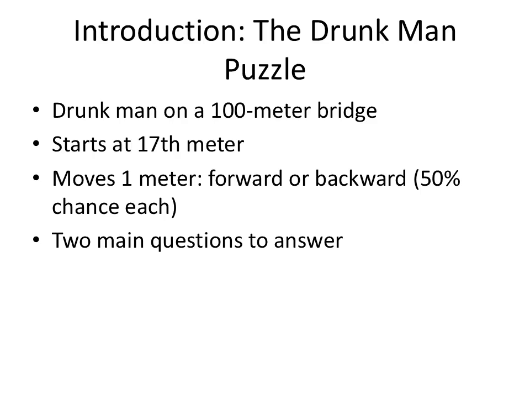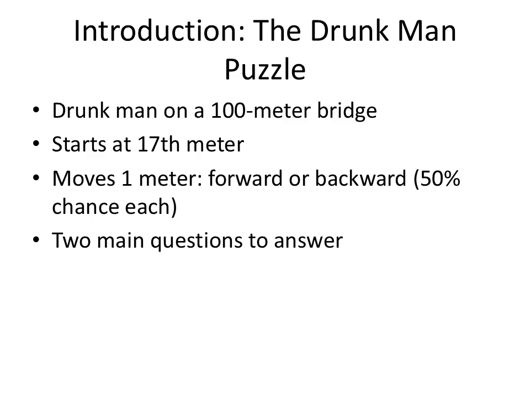Let's begin with a classic puzzle about random walks, sometimes called a drunkard's walk. Picture this. We have a 100-meter bridge, and a man who is a bit tipsy starts standing on the 17th meter. At every step, he chooses randomly whether to move forward or backward by exactly 1 meter, each with equal probability, that is, 50%.